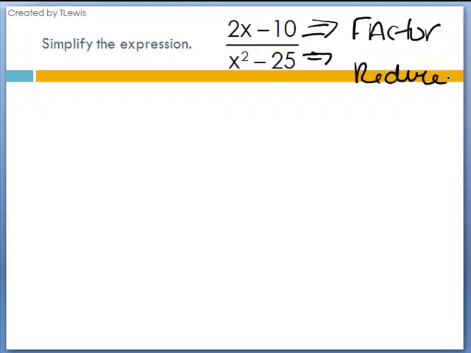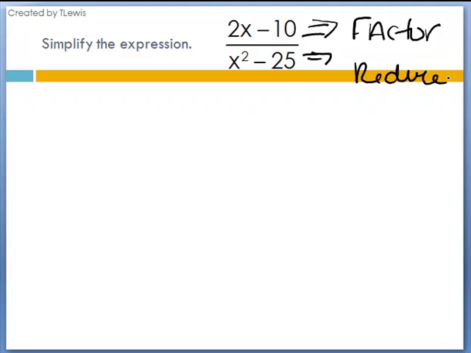Factor. Is there a GCF? If so, factor it out. Tell me the number of terms you have left. If it's 2, 3, or 4, what method will you use? Is it difference of two squares? Is it the sum and difference of cubes? Is it a perfect square trinomial? Or is it trial and error? Or will you use factor by grouping?